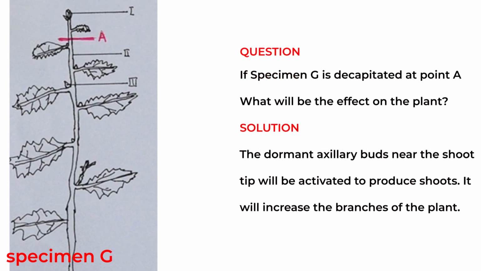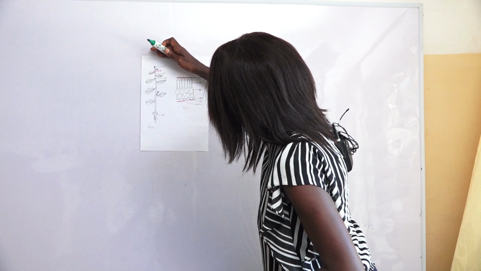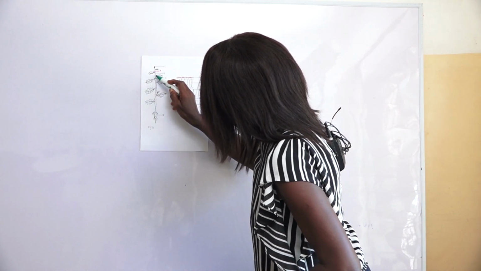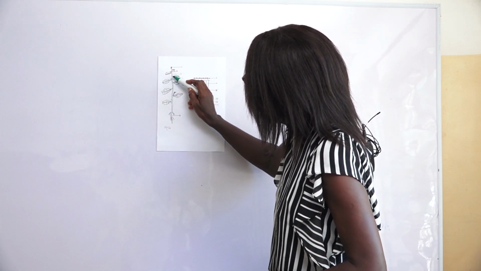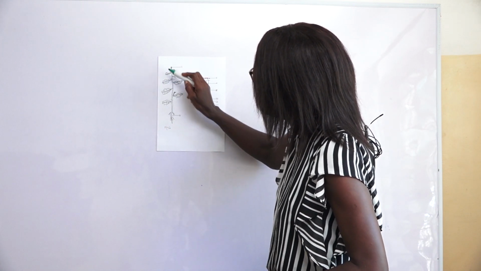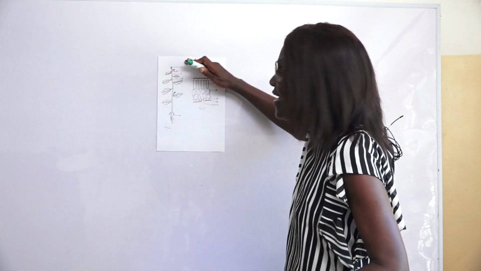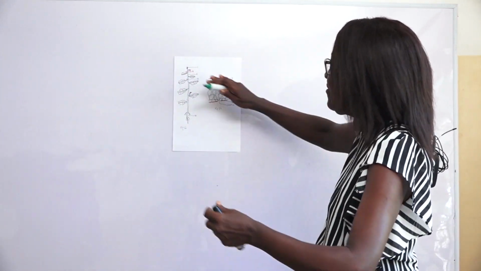The answer is dormant axillary buds near the tip will be activated to produce branches. So, remove this. These buds that do not produce branches at the tip will now be activated to produce branches. So once you cut the tips, more branches will be formed.